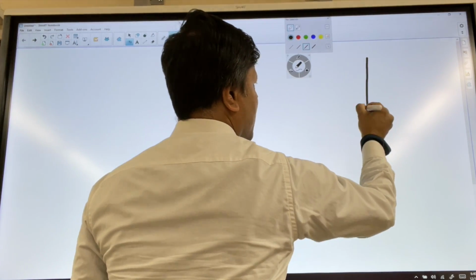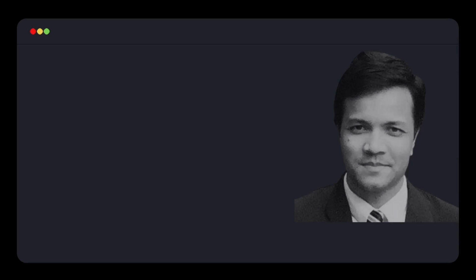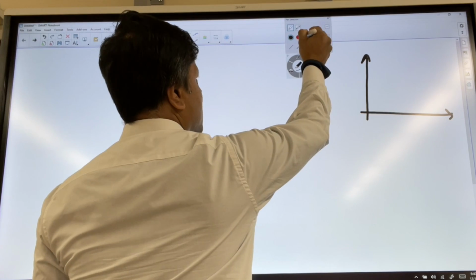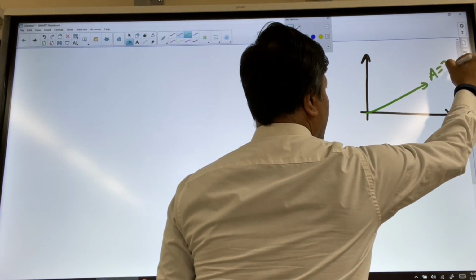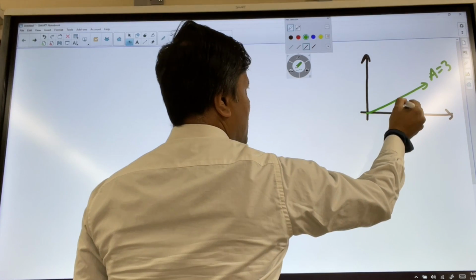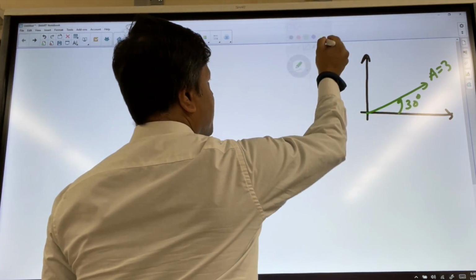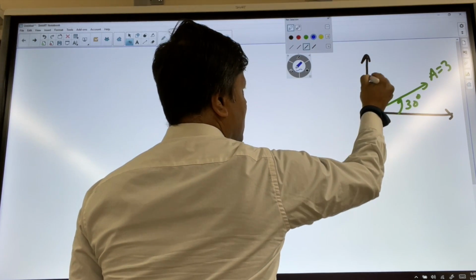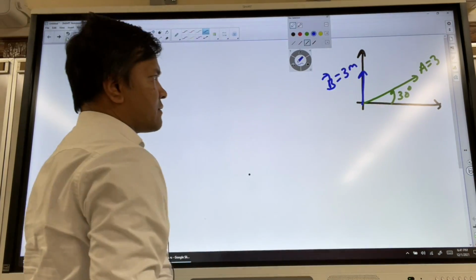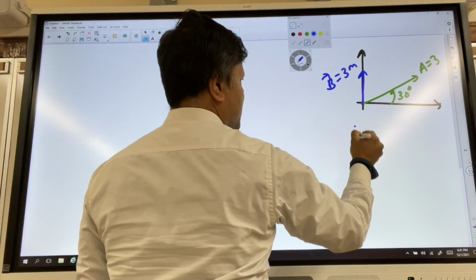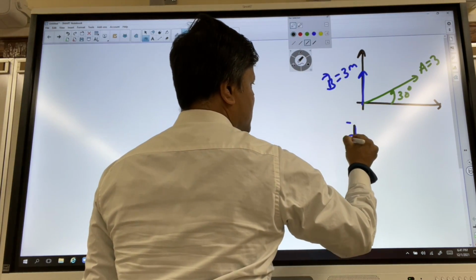Today I'm going to teach you how to do the vector addition 6 different ways. So vector A is 3 meter, which is 30 degree above the ground, and vector B is also 3 meter, which is 90 degree above the ground. What I want you to do is find the displacement vector.